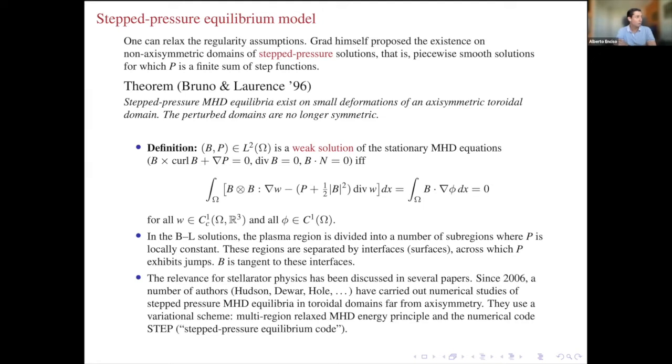And in fact, that was proved in a very nice, very influential paper by Bruno and Lawrence almost 30 years ago. What they did is that they showed that you can consider small perturbations of axisymmetric domains, and then construct stepped pressure equilibria for which the pressure is non-constant. Okay, it is not constant because there are jumps in the pressure. Just a small comment. The way we define solutions like these, which are piecewise smooth, is that they're just weak solutions. We define them by integration by parts. Okay, the usual way.